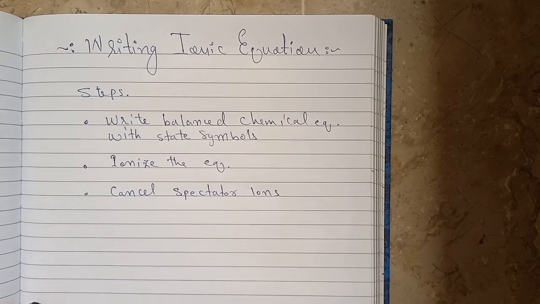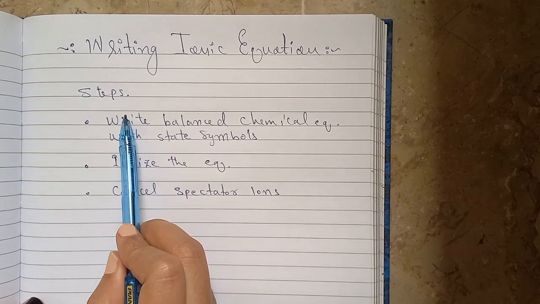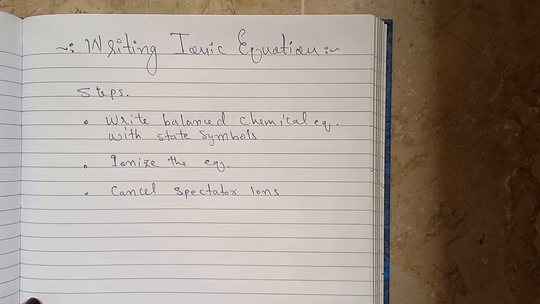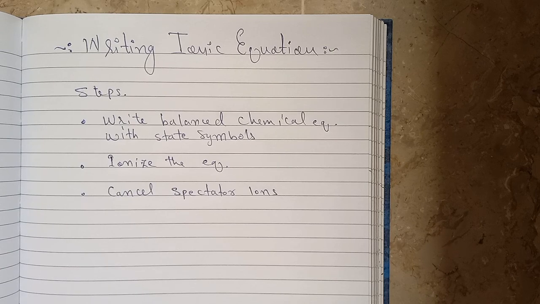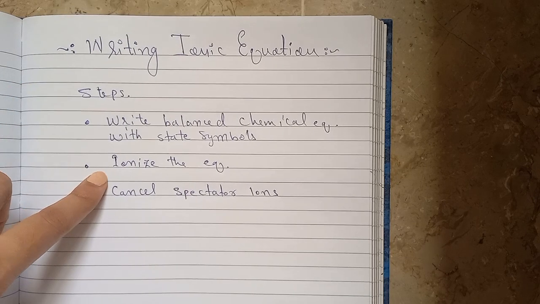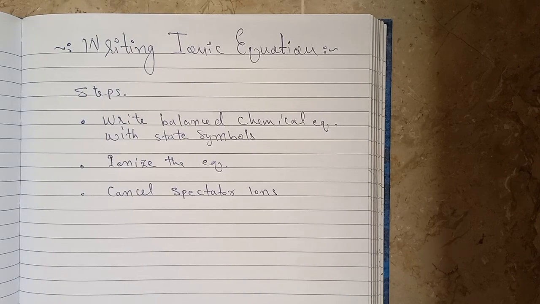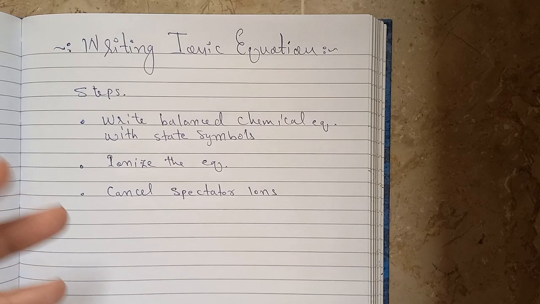Writing an ionic equation involves 3 steps. The first step is to write down the balanced chemical equation with the suitable state symbols. In the second step, you ionize the equation, that is, you break up the substances which have got the state symbol AQ with them, or you can simply say the water soluble substances.